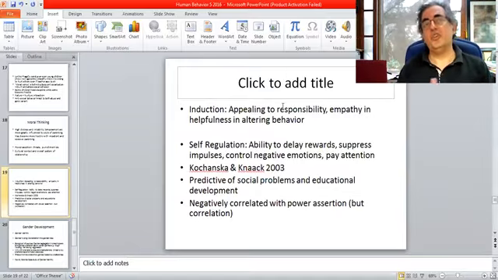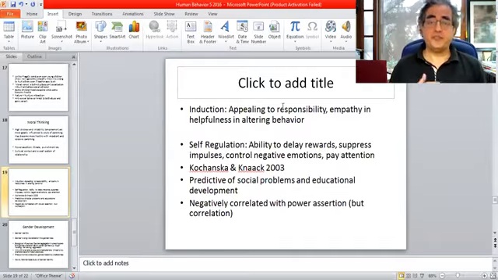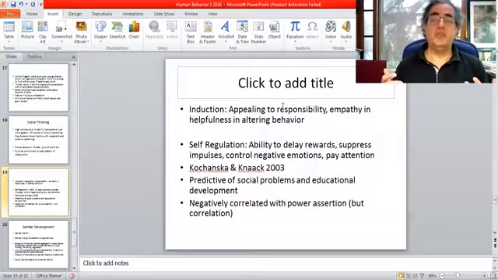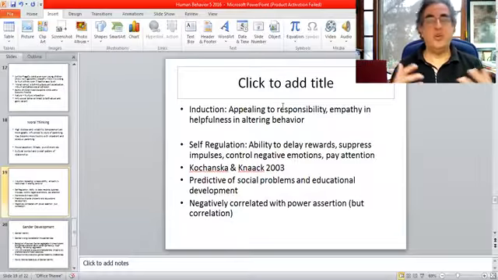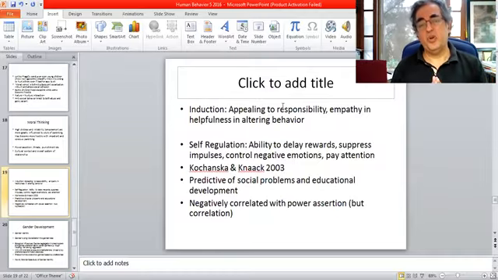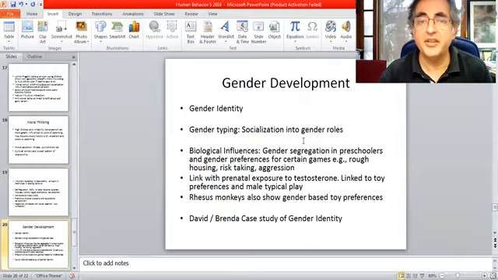So greater self-regulation has a lot of associated positive outcomes, and induction seems to enhance self-regulation, whereas power assertion does not tend to do that. By self-regulation, we mean the ability to delay rewards, suppress impulses, control negative emotions, and pay attention. These are all subcomponents of the overall thing that we call self-regulation, and it's negatively correlated with power assertion. Though, as I said, this is a correlation. There might be other variables involved in this.